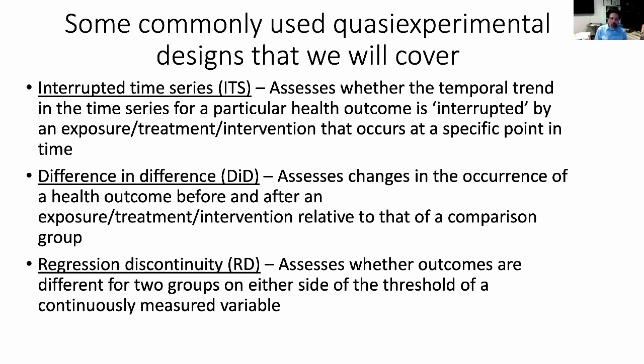We'll also cover the difference in difference design, which allows you to assess changes in the occurrence of a health outcome before and after an exposure relative to that of a comparison group. And then we'll also talk about regression discontinuity, which assesses whether outcomes are different for two groups on either side of the threshold of a continuously measured variable. And so I also want to highlight here that sometimes you'll see that I'll use these abbreviations for these different methods: ITS, DID, and RD.